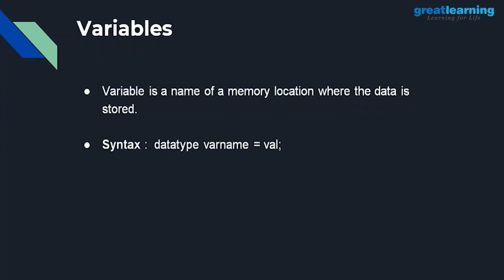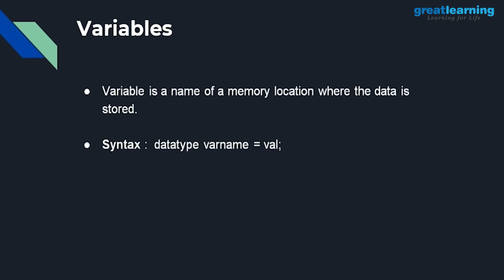A variable is the name of a memory location where data is stored, right? What do you mean by this? Basically, as you have observed in your day-to-day life, we need containers, right? If you're trying to store some water, you need a bottle. If you are trying to store cereals, you need a container for that. Similarly, if you're trying to store anything in Java, you need variables. For that, there's a specific syntax given: data type, var name, and value.